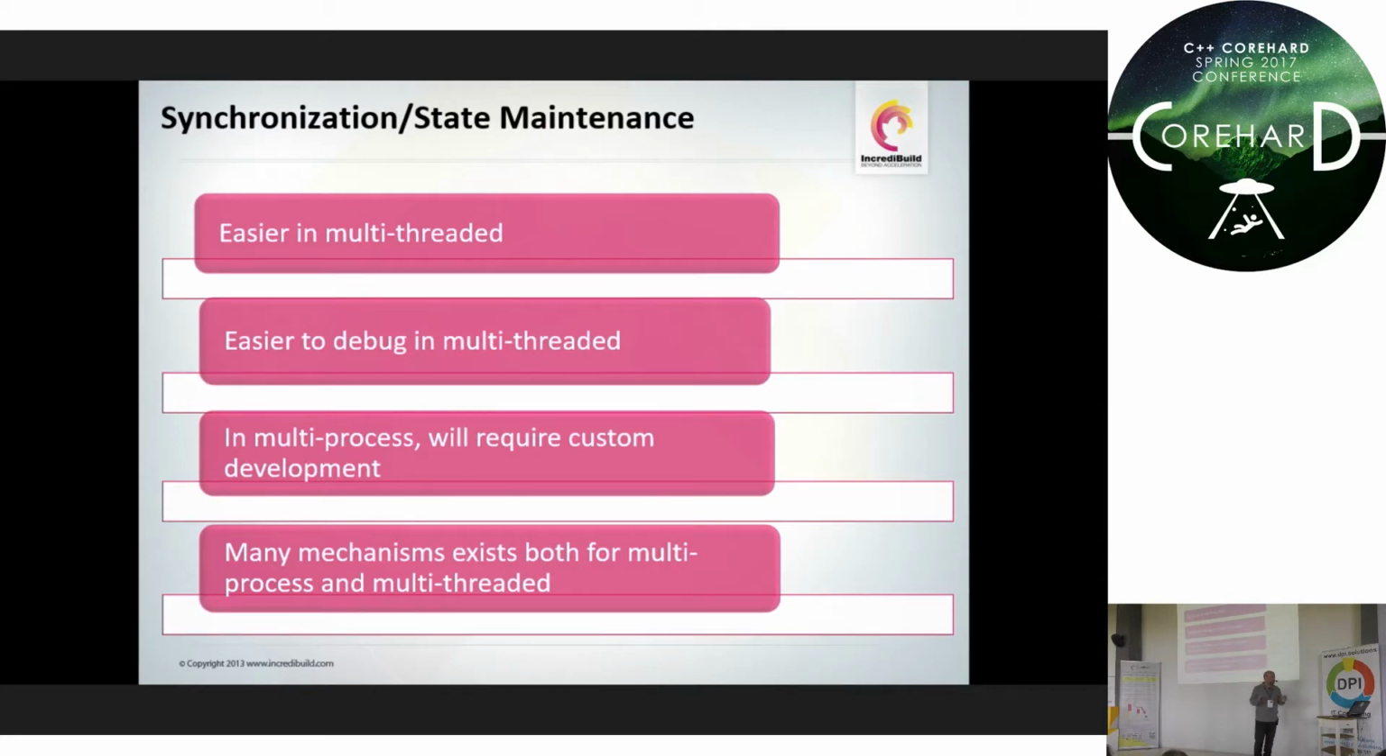So synchronization and state management is when I need to maintain a state and communicate between the tasks in my application. It's much easier in multi-threaded because I don't need to maintain or use sockets or things like that. I can use hash maps and things like that inside my application. It's easier to debug this kind of synchronization in multi-threaded. And as I said, multi-process will require custom mechanisms. And you have a lot of third parties to do that in multi-threaded applications.